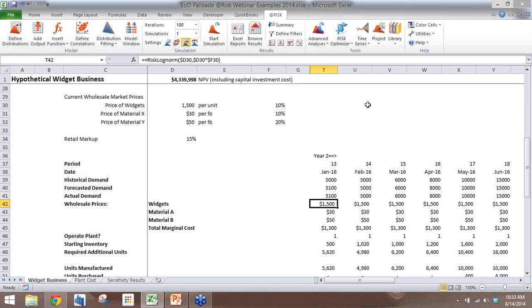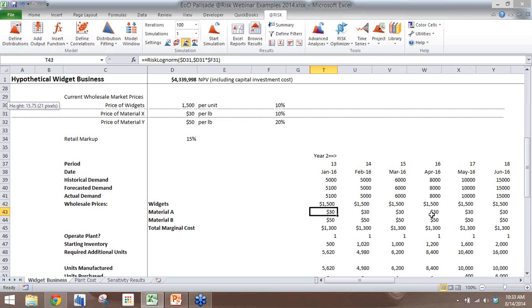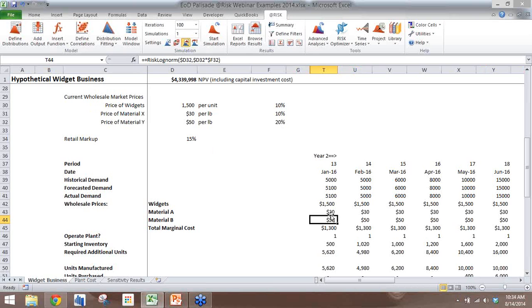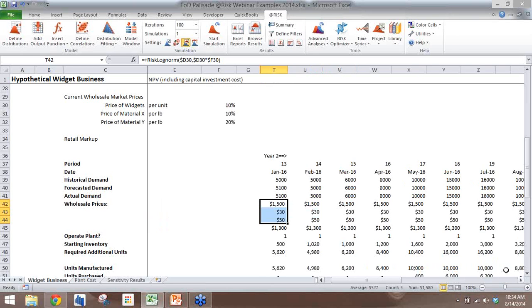like that. And then I'm just going to copy down so that I have the same formula now for material A, referring to row D31. So I've now separately specified the mean and the standard deviation as a percent of each of these key inputs, and the same thing with material B. And so this has now introduced three distributions into my model.